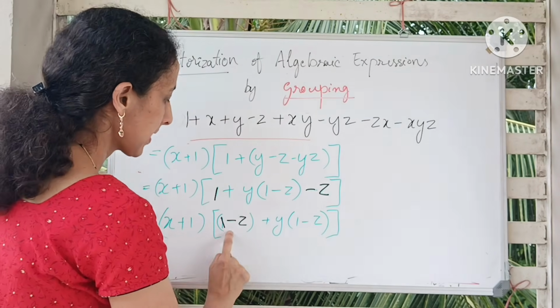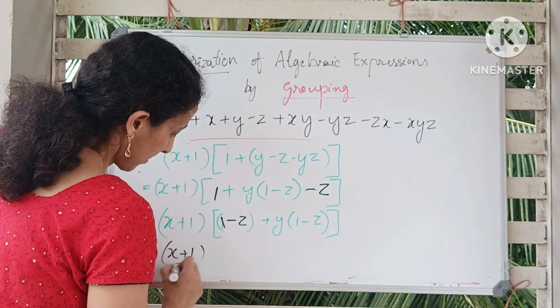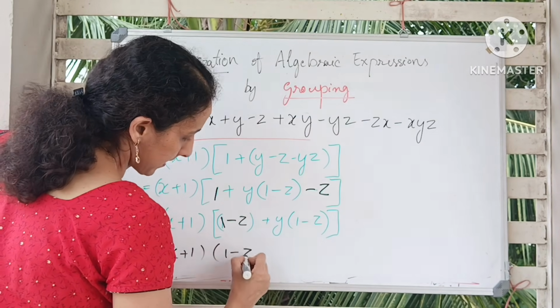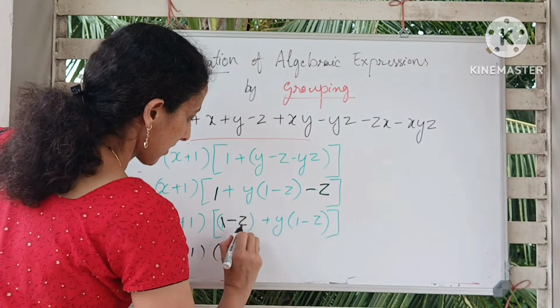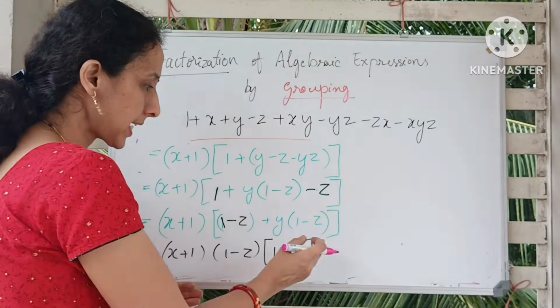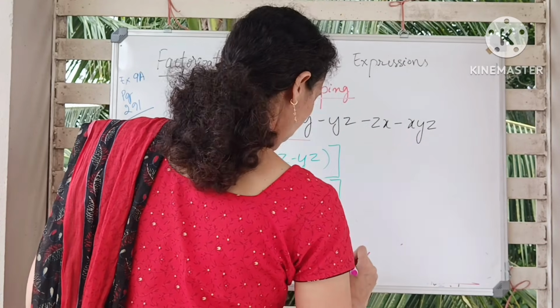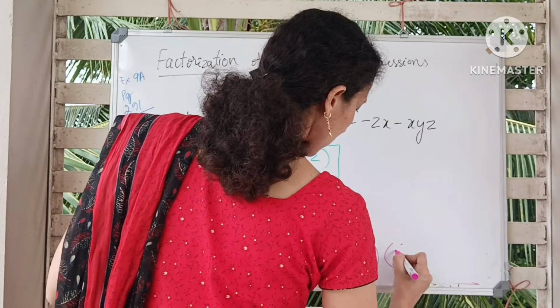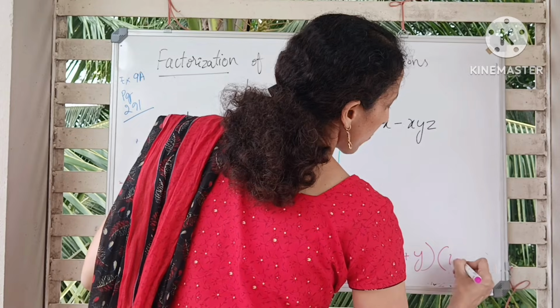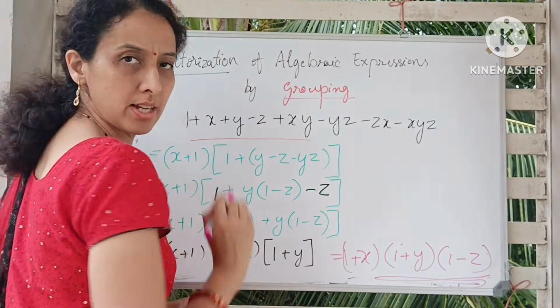So then again I can see 1 minus z is common. So I can write x plus 1 into 1 minus z. Here what remains is 1 plus y. Rearranging this, I'll get is equal to x 1 plus x, I'll write, into 1 plus y into 1 minus z. These are the factors of this algebraic expression.